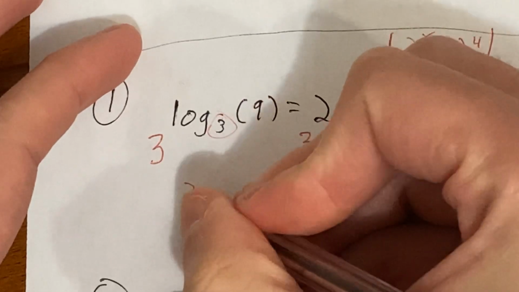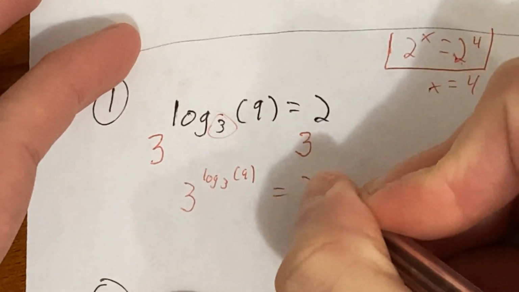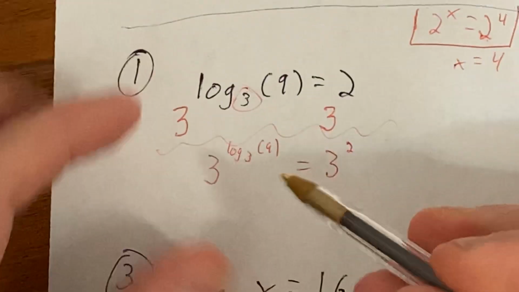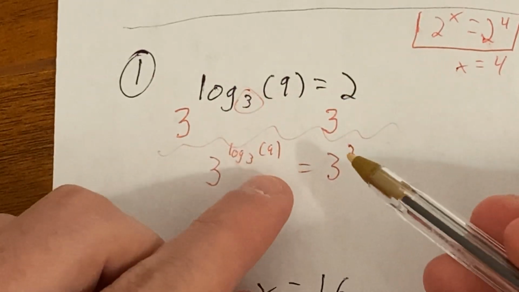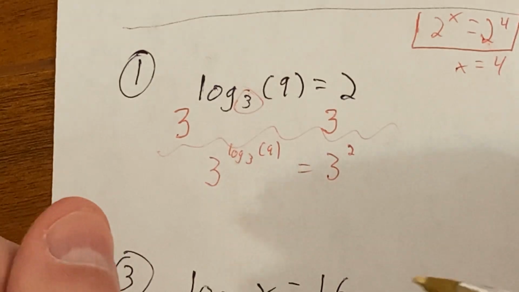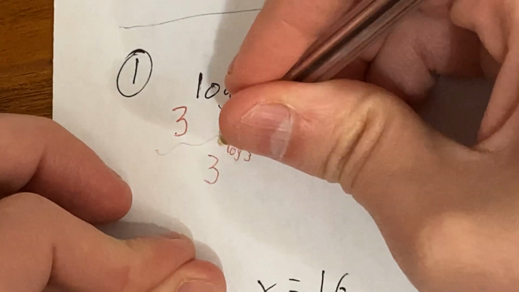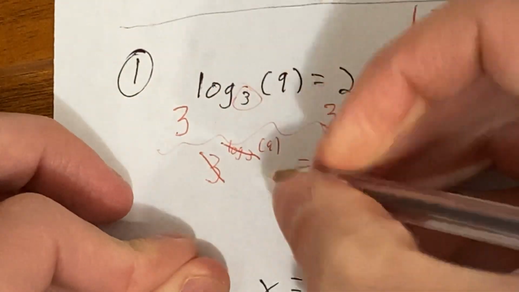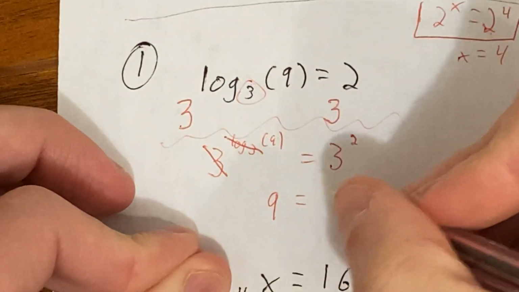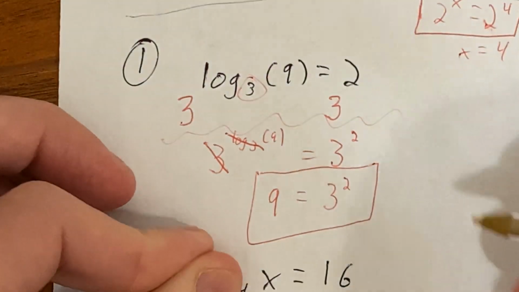What I have just written is 3 to the log base 3 of 9 equals 3 to the 2nd power. So these two things are now inside of exponents, and they both have a base of 3. But since exponents and logs are opposites, this 3 cancels that log 3, and the only thing you have left is 9. And this says 3 squared, not 3 to the squared. And that is the answer.